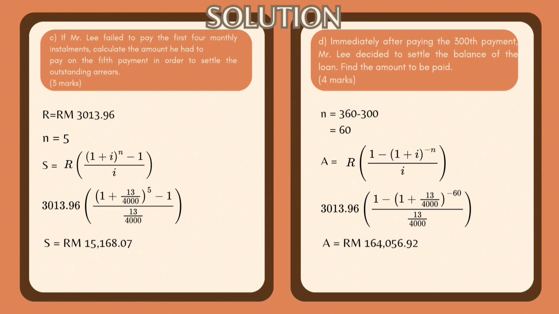And last but not least, D. Immediately after paying the 300th payment, Mr. Lee decided to settle the balance of the loan. Find the amount to be paid. Firstly, we need to find the new N by minus the original N, which is 360 with 300, because the question said immediately after paying the 300th payment. And then we will get the new answer for N, which is 60. For this question, we need to use the present value formula. R is equals to 3,013 ringgit and 96 cents, and I is equals to 13 over 4,000. And lastly, N is equals to 60. And the final answer that we will get for this question is 164,056 ringgit and 92 cents.